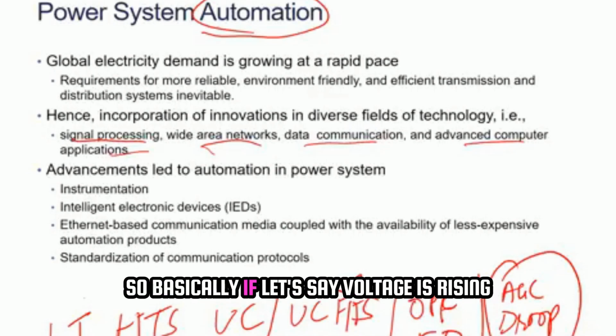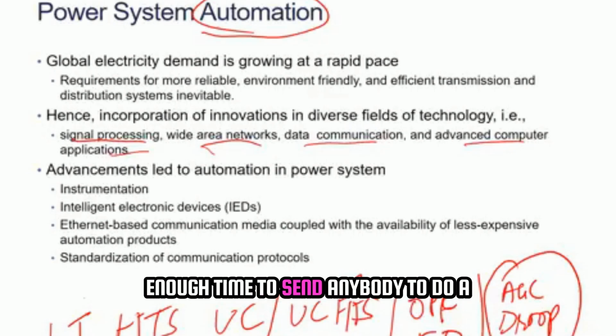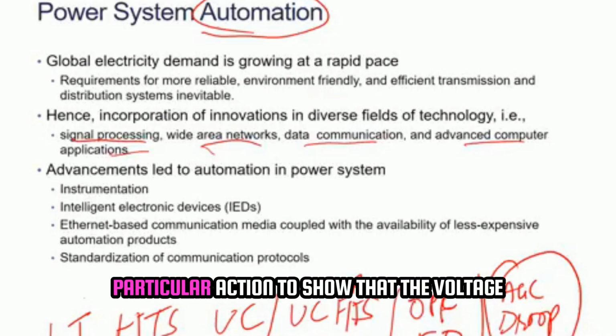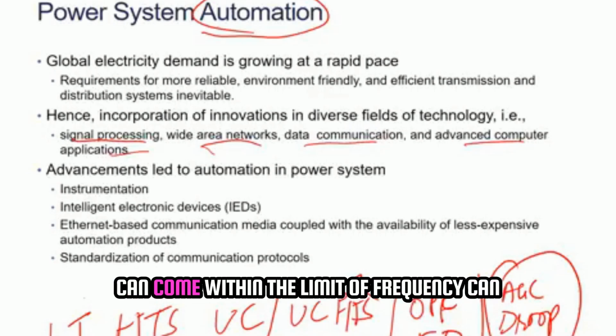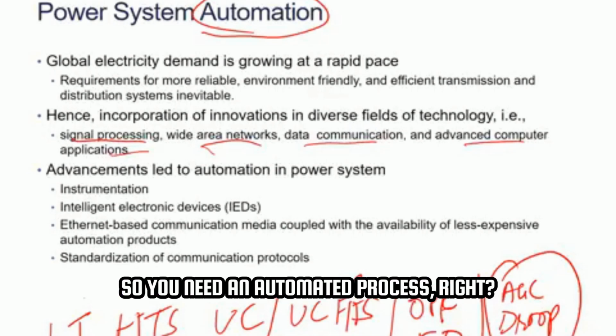So basically, if let's say voltage is rising or frequency is increasing, you do not have enough time to send anybody to do a particular action so that the voltage can come within the limit or frequency can reduce. There is no option of that. So you need an automated process, right?